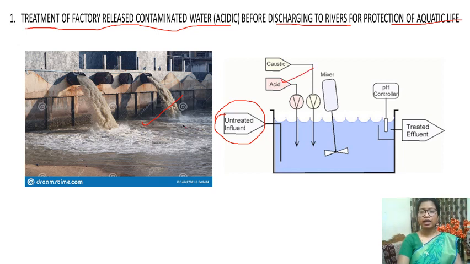So what do we do? Because the water is acidic, we add a base, that is caustic or something. We can add basic substances, and we mix it, and then we check with the pH controller whether it is more acidic or more basic. That particular water is treated effluent, and now it is ready to discharge into rivers. We can discharge it into rivers, and now it will not harm the aquatic life.